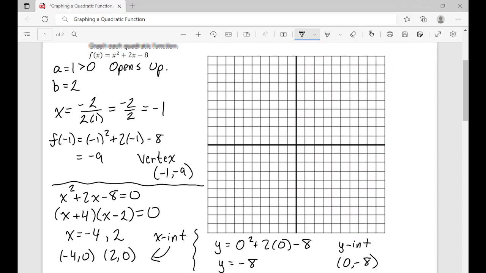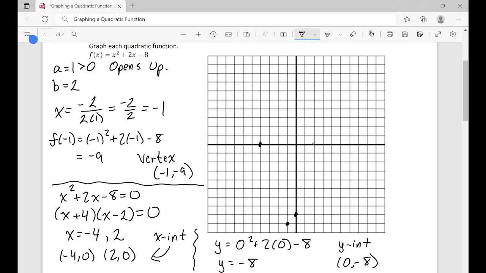Now we have all the information we need. We know that this opens up, we know the vertex, we know the x-intercepts, and we know the y-intercept. So let's start off with graphing our points. So our vertex, (−1, −9), is down here. Our y-intercept at (0, −8), right here. And our two x-intercepts at negative 4, so 2, 3, 4.